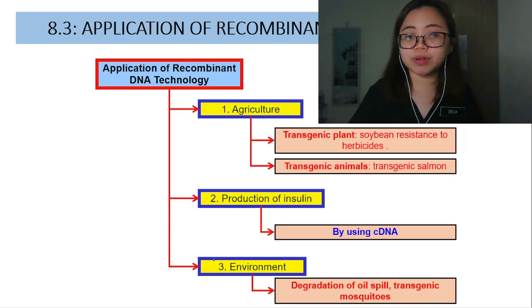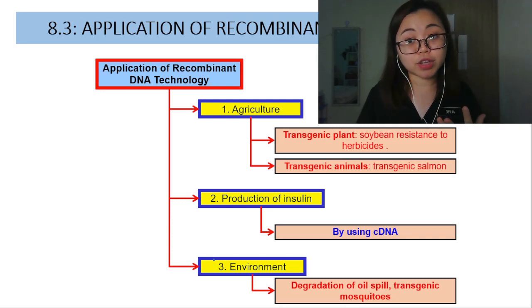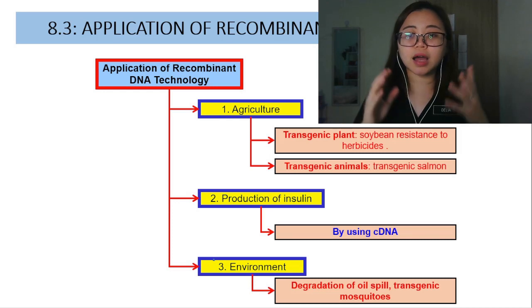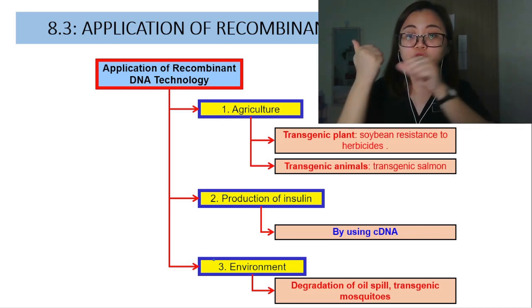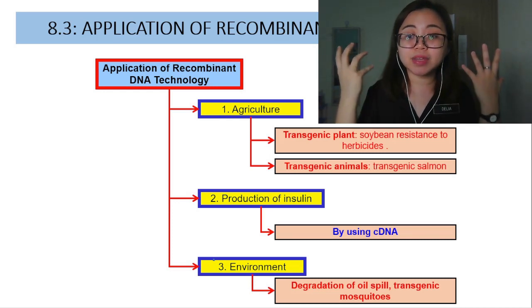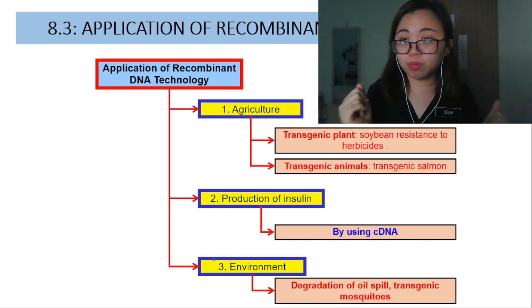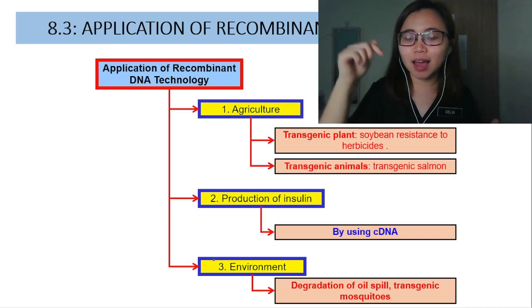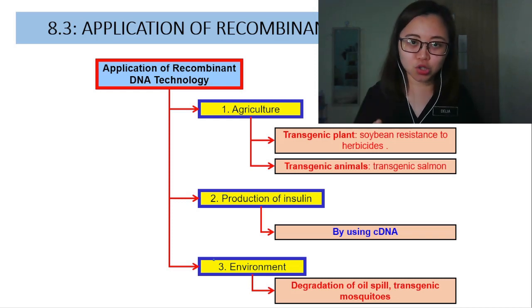Another example of application of recombinant DNA technology but in a different category is in the production of insulin. So kita boleh gunakan apa yang ilmu kita belajar pasal recombinant DNA technology dalam bidang kajian dan perubatan. Contoh dalam bidang kajian dan perubatan yang kita akan gunakan di sini adalah penghasilan hormon insulin.